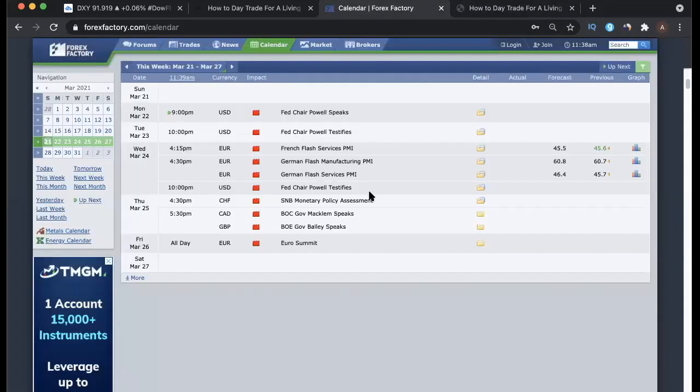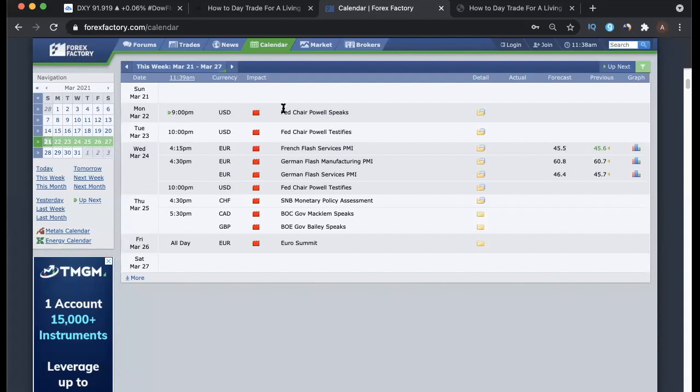So let's get into the analysis right away. The first thing we want to do is look at the Forex calendar, the economic calendar. Right here, you can see that we are trading on the week of March 22nd to March 26th, and today is the 21st of March. Today is a Sunday and we are planning for the week ahead.